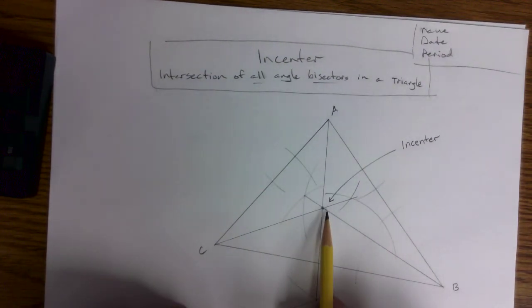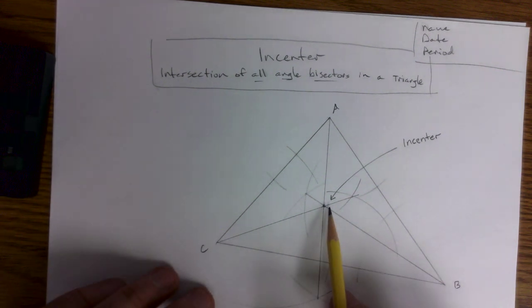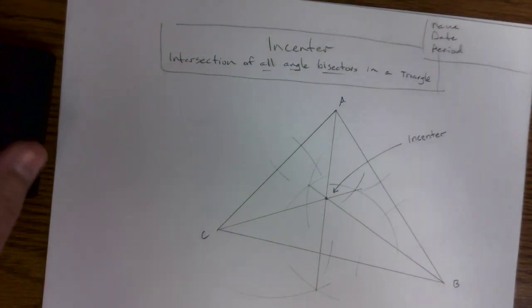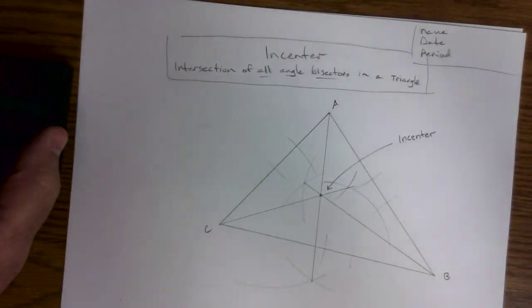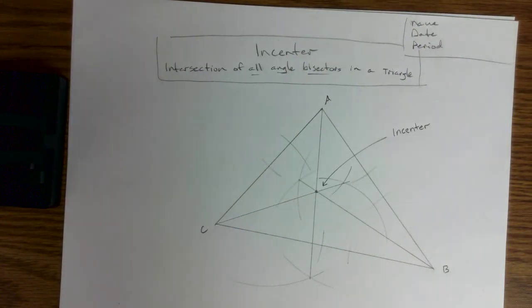So this intersection of the angle bisectors is called the incenter. And once your paper looks something like this, again, try for neatness. If you need to, start over, do it again. But that's all you need for this assignment.